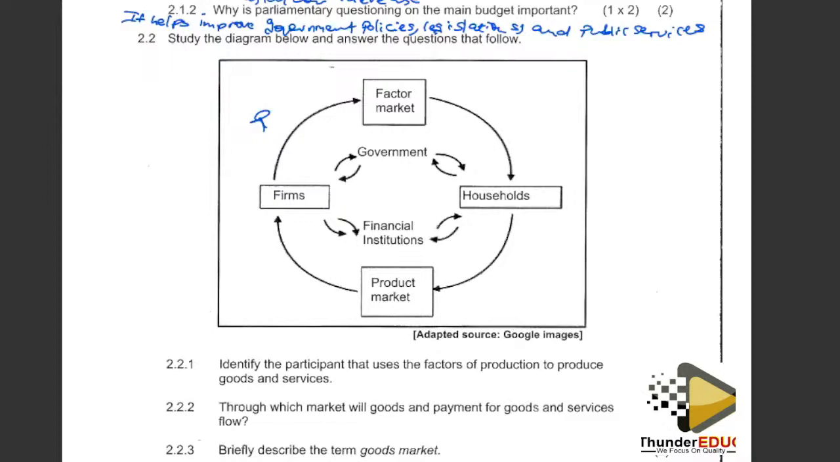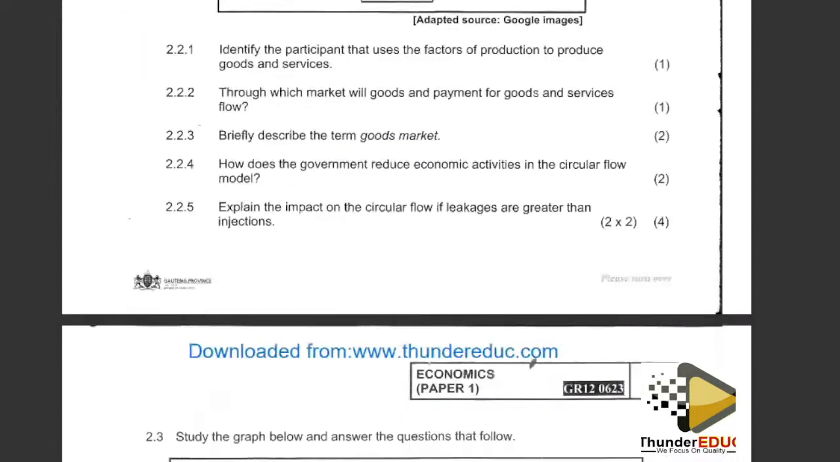Okay, right. So now let's move on, grade 12. So grade 12, moving on, we have 2.2.1. So now 2.2.1 reads as follows. Identify the participant that uses the factors of production to produce goods and services.